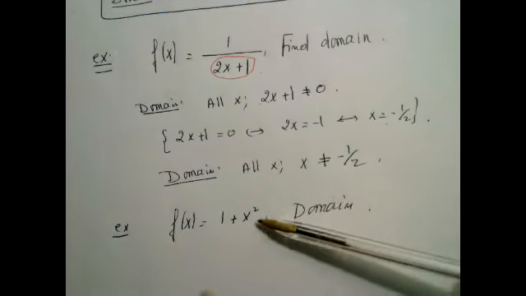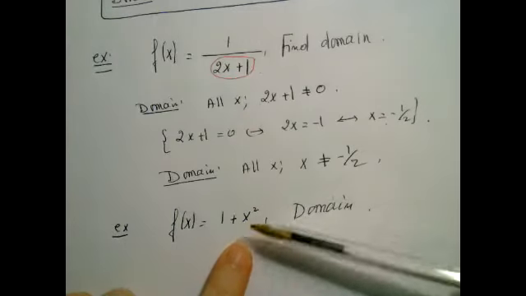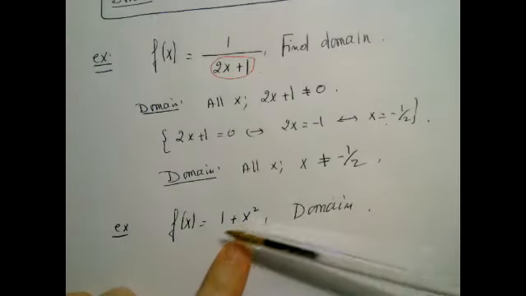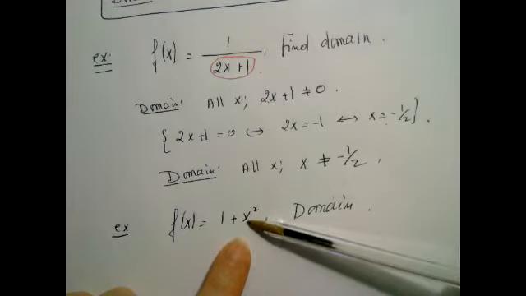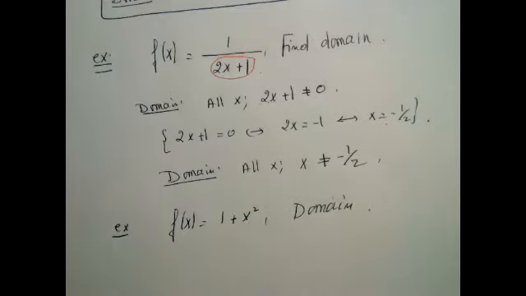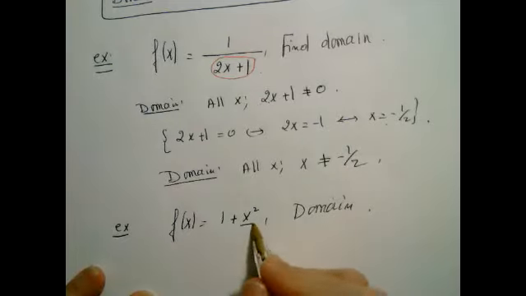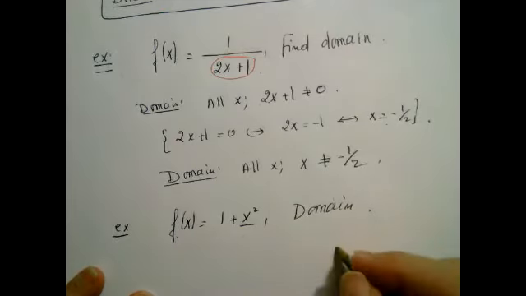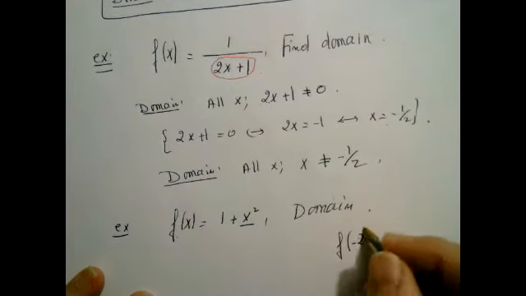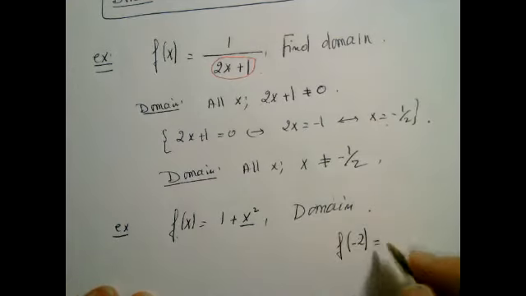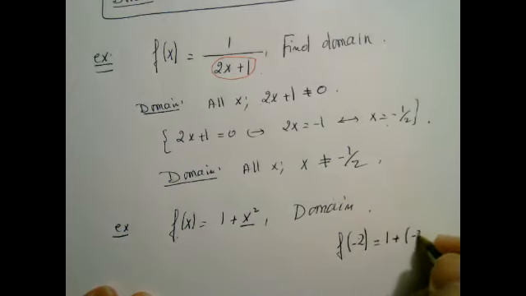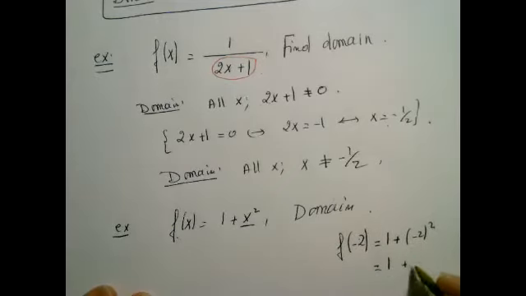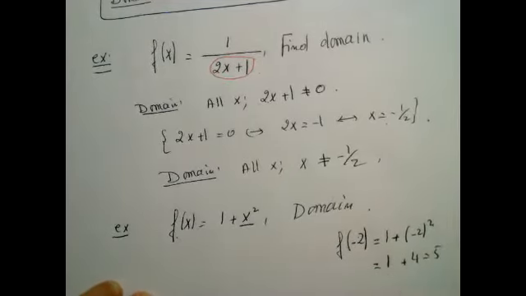No. If I take x to be 1, 1 plus 1 squared. If I take x to be 0, 1 plus 0. If I take x to be a million, 1 plus a million squared. x to be negative 1, 1 plus negative 1 squared, which is 1 plus 1. So any x I put in here, I don't really have an issue. f of x will yield a number. If I take f of minus 2, will this yield a number? Yes, because this is 1 plus minus 2 squared, which is 1 plus 4. This is 5. No issue.